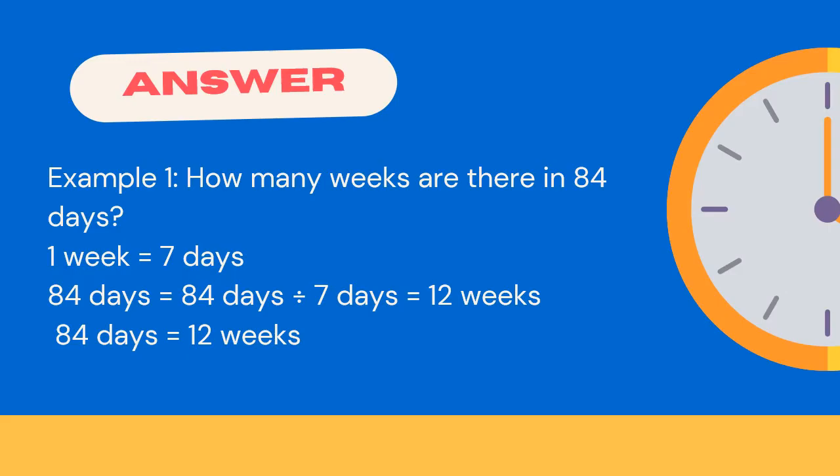To answer problem number 1, we need to identify the number of weeks there are in 84 days. Remember that in 1 week, there are 7 days. If there are 84 days, we need to divide it by 7 days. 84 days divided by 7 days is equal to 12. Therefore, there are 12 weeks in 84 days.